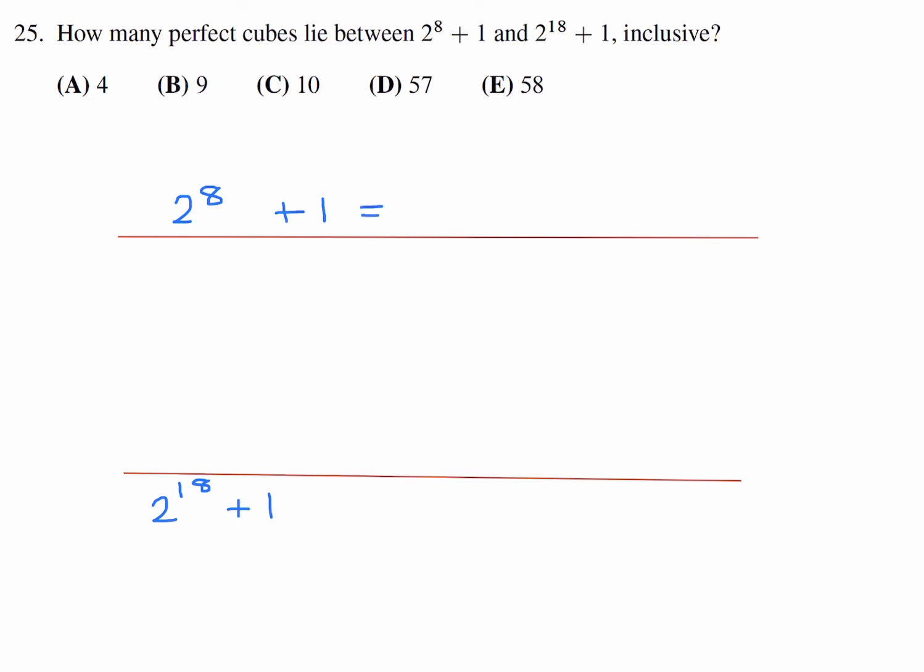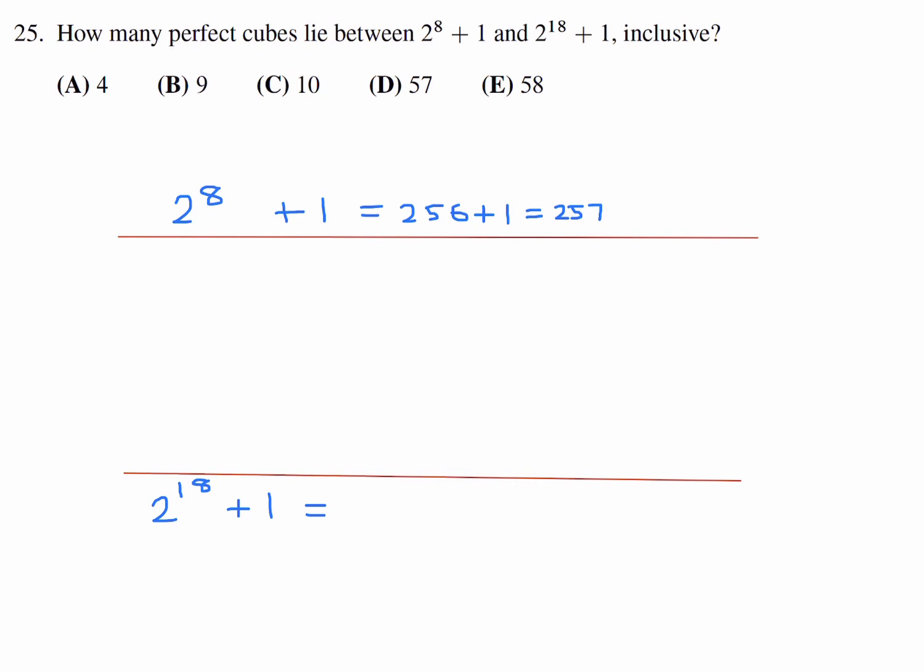2 to the power of 8 is not that big of a number. It's 256. So 256 plus 1 obviously is 257. Now we've got to find perfect cubes, numbers whose cube would fit in between 257 and this gigantic number. Well, I think the strategy is not to figure out that number. The strategy is to figure out the cube root of it.